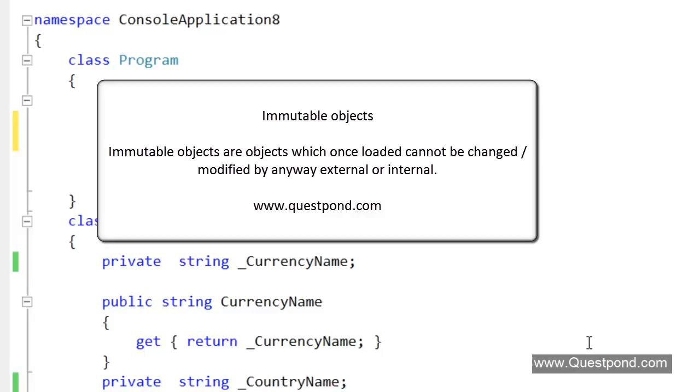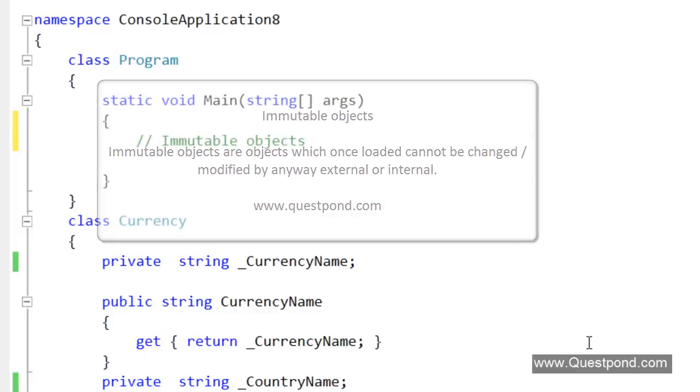Immutable objects are those objects which once loaded cannot be modified by any way. Again, I repeat, immutable objects are those objects in which once the data has been loaded, it cannot be modified by any way, internally or externally. I will explain this concept of internally and externally in the further part of the video.